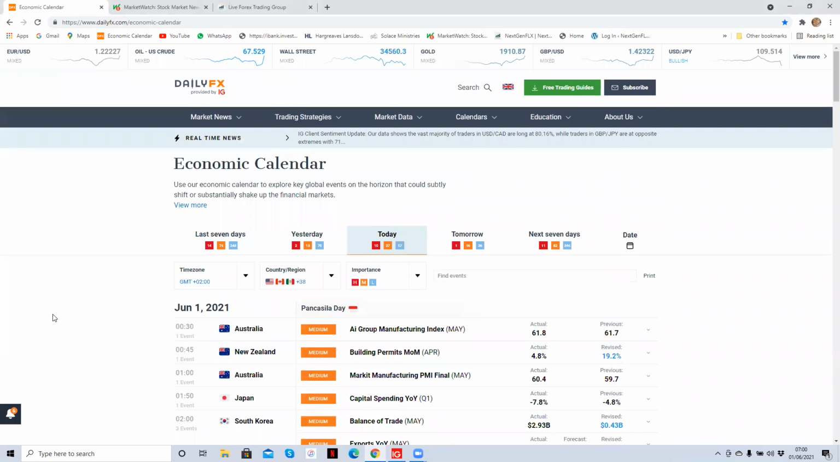So we're going to look out for reports of high importance. I'll also note reports of medium importance that could affect the euro, the US dollar, or the Canadian dollar. So you basically check for reports that could affect the currency pair you're trading.